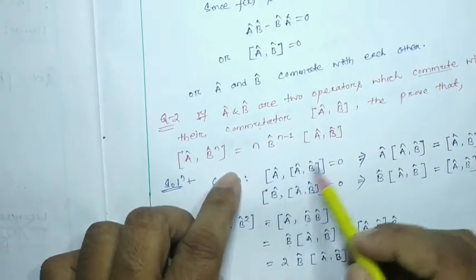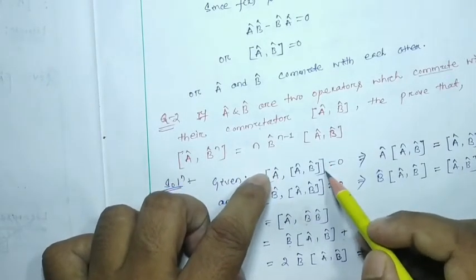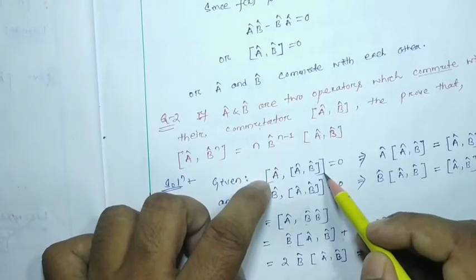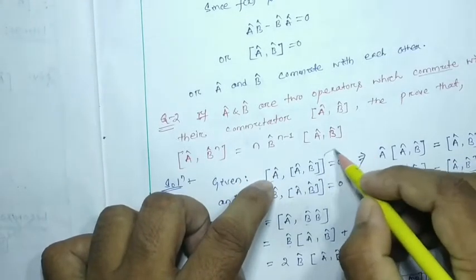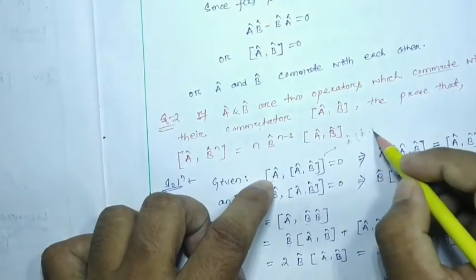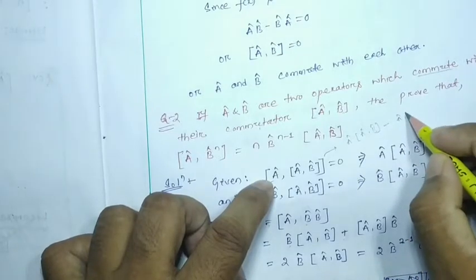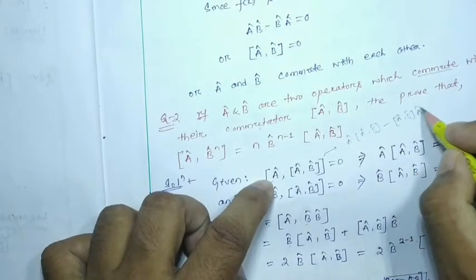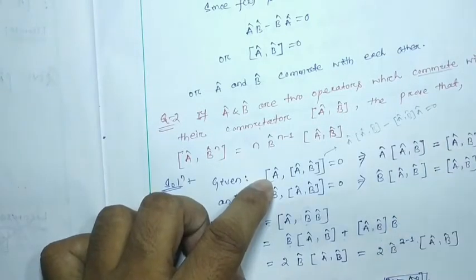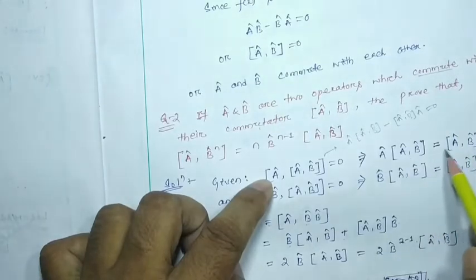Or if we are going to remove the first bracket, or this bracket, it will be [A cap, B cap] minus [A cap, B cap] commutator into A cap will be equal to 0. So hence this will be equal to this. So this thing is written.